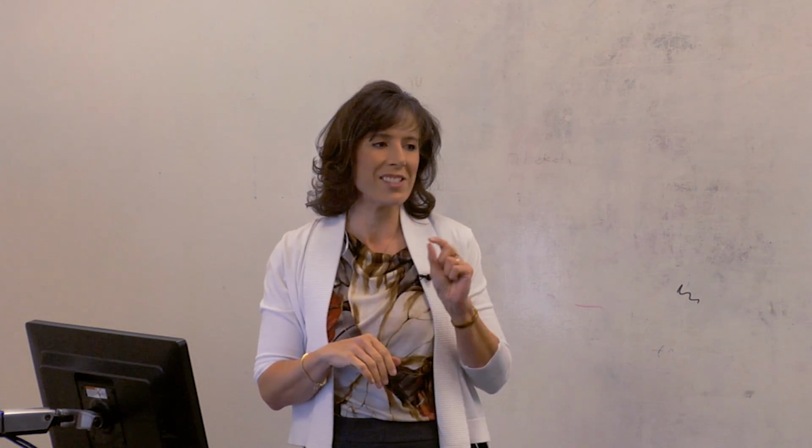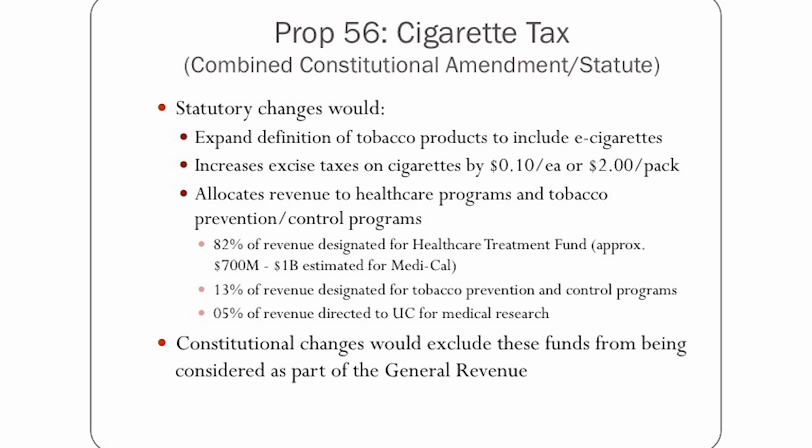So out of the 87 cents that we currently assess on cigarette taxes, that money is allocated for a variety of different functions. What this is proposing is an additional $2 per pack, or 10 cents per cigarette, that would generate extra revenue. But this is a combined statutory and constitutional amendment provision. So the statutory changes would, one, expand the definition of a tobacco product so that e-cigarettes and other types of nicotine delivery systems would be impacted, where right now they're not.